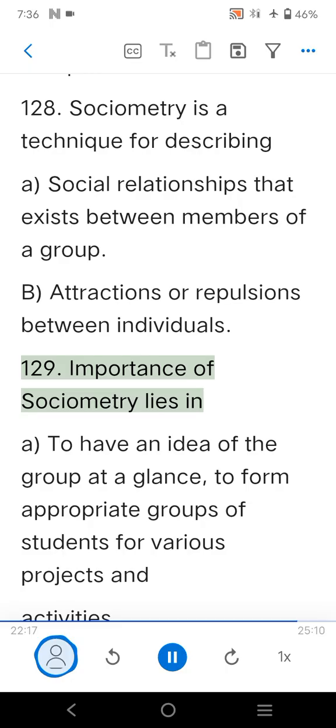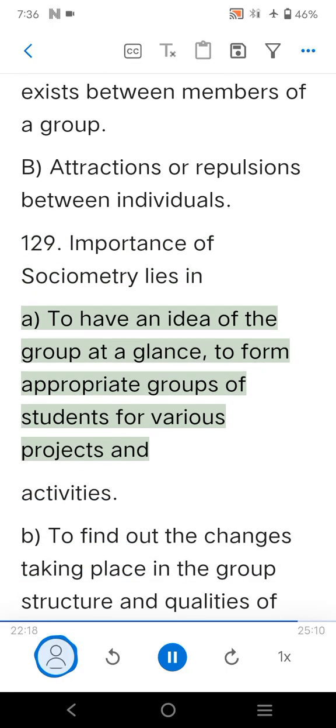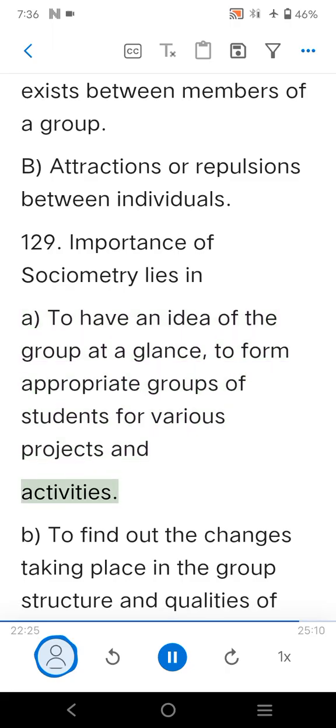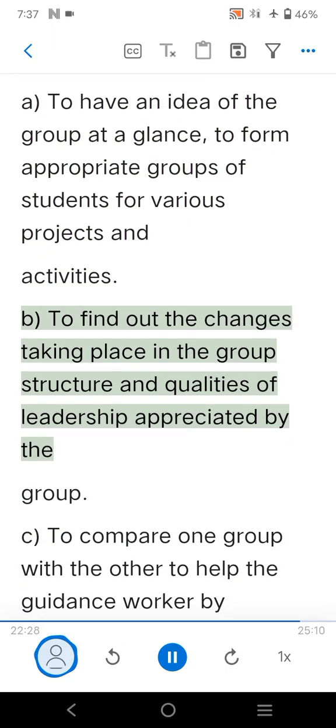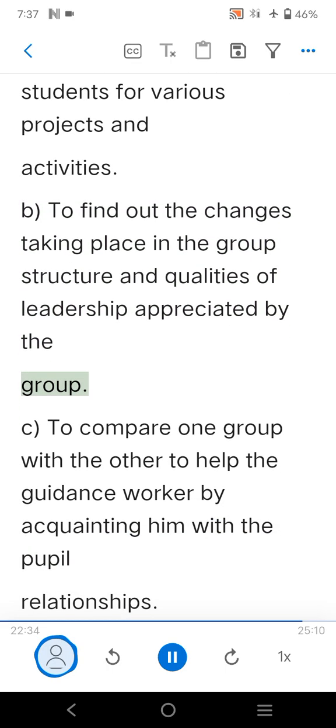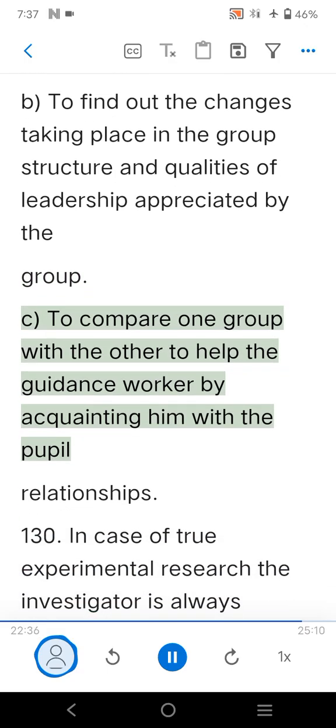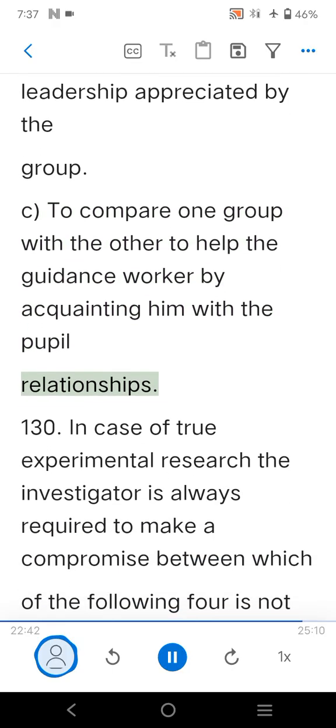129. Importance of sociometry lies in A. To have an idea of the group at a glance, to form appropriate groups of students for various projects and activities. B. To find out the changes taking place in the group structure and qualities of leadership appreciated by the group. C. To compare one group with the other to help the guidance worker by acquainting him with the pupil relationships.